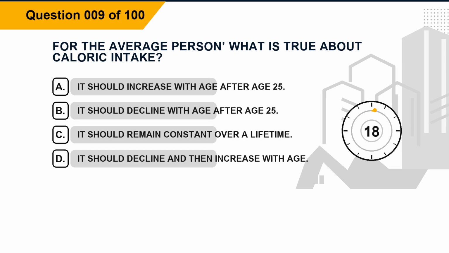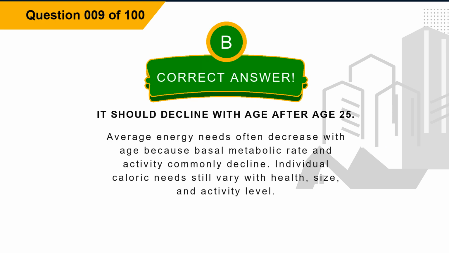Question 9. For the average person, what is true about caloric intake? Option A, it should increase with age after age 25. Option B, it should decline with age after age 25. Option C, it should remain constant over a lifetime. Option D, it should decline and then increase with age. The correct answer is option B. It should decline with age after age 25. Explanation. Average energy needs often decrease with age because basal metabolic rate and activity commonly decline. Individual caloric needs still vary with health, size, and activity level.